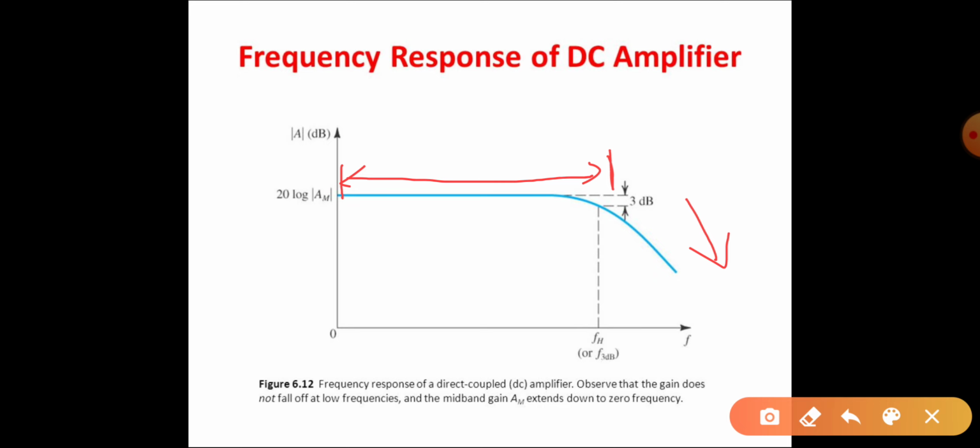I already explained the importance of Q point in your amplification process. To amplify the signal, your Q point must remain in the center of your load line. So due to temperature variation, if your Q point gets shifted, then you will not get a very good amplification. That is why at the higher frequencies you will get very low output, and in the lower frequencies you can get good output.